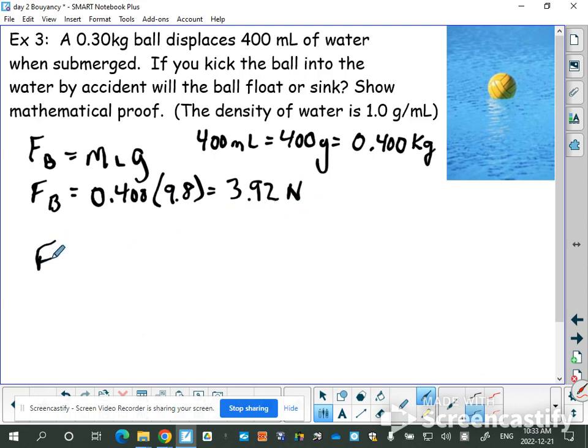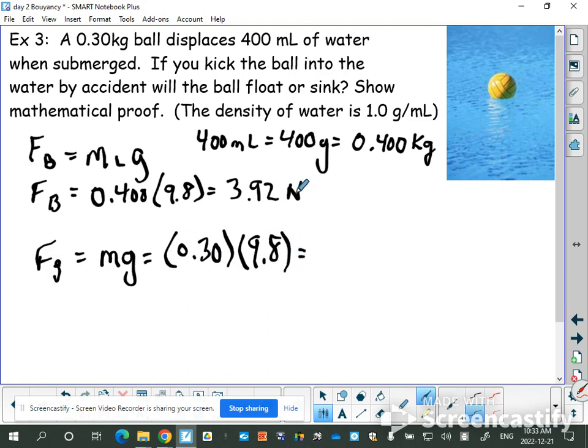Then I'm going to compare this to the gravity force. How much is gravity pulling it down? Because as long as my gravity force is less than buoyancy, it floats. If gravity is more than buoyancy, it sinks. Well, we know how to do this already. We take the mass of the object, already in kilograms in the question, times 9.8, and I would find I have a gravity force of 2.94 newtons.